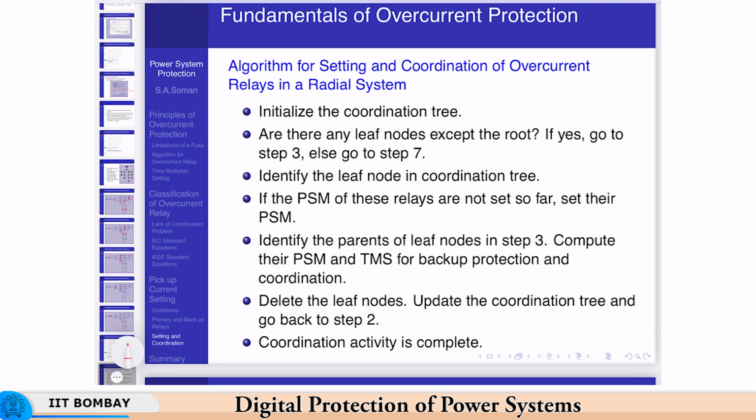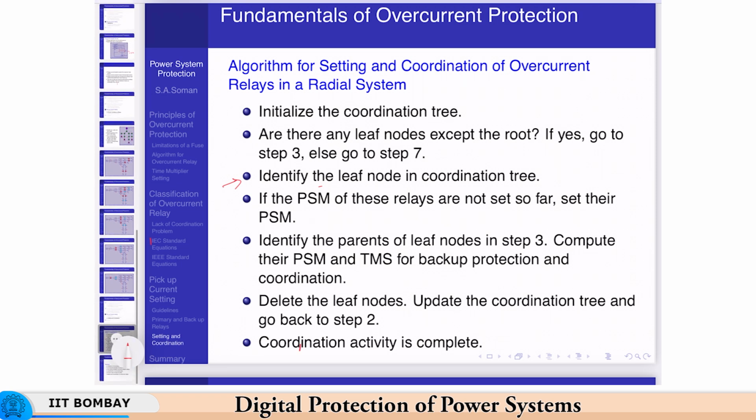Okay. Then what are the parents of the leaf nodes in this particular step 3 here? What are the parents of these leaf nodes? Then the PSM and the TMS for those have to be set. How the TMS is set is, once the leaf nodes are set, you find the operating time, you add the CTI to that, and then set the TMS for the backup protection. Then you delete the leaf nodes, go back to step 2, and iterate this process till the coordination activity is completed. Okay. We will see it with a numerical example.